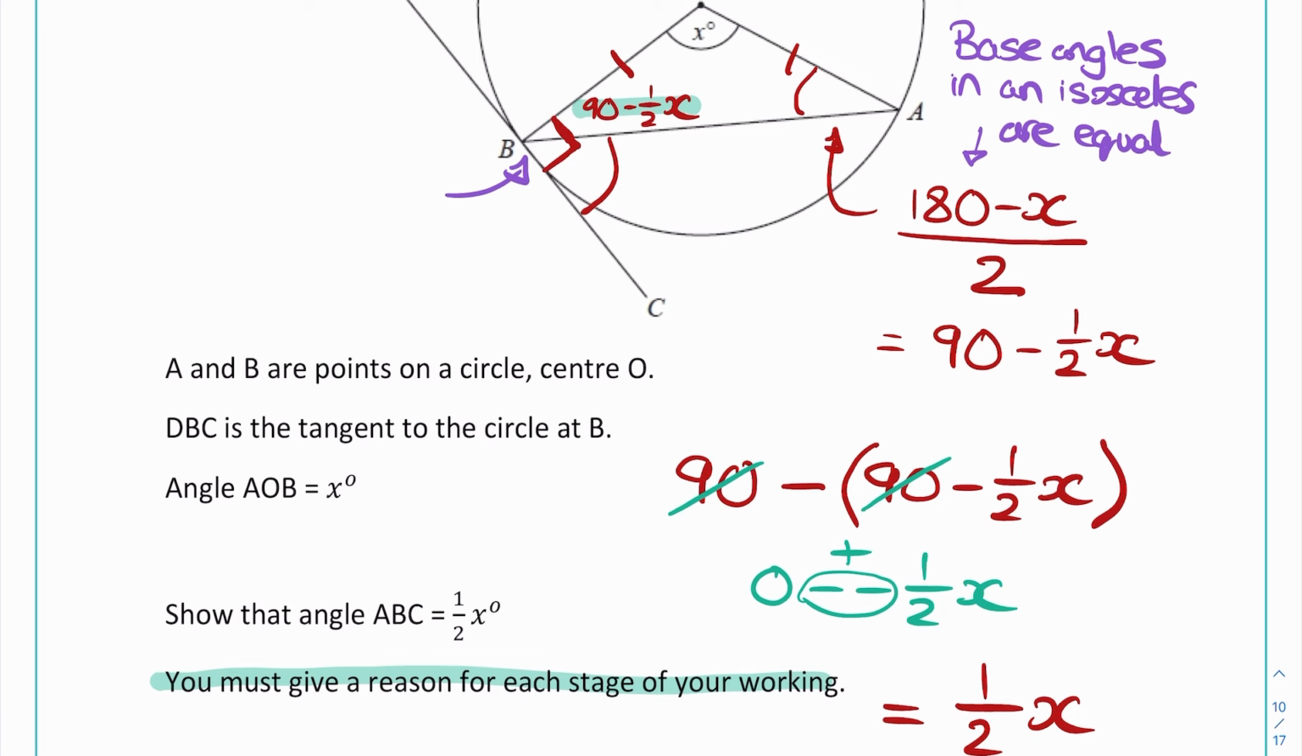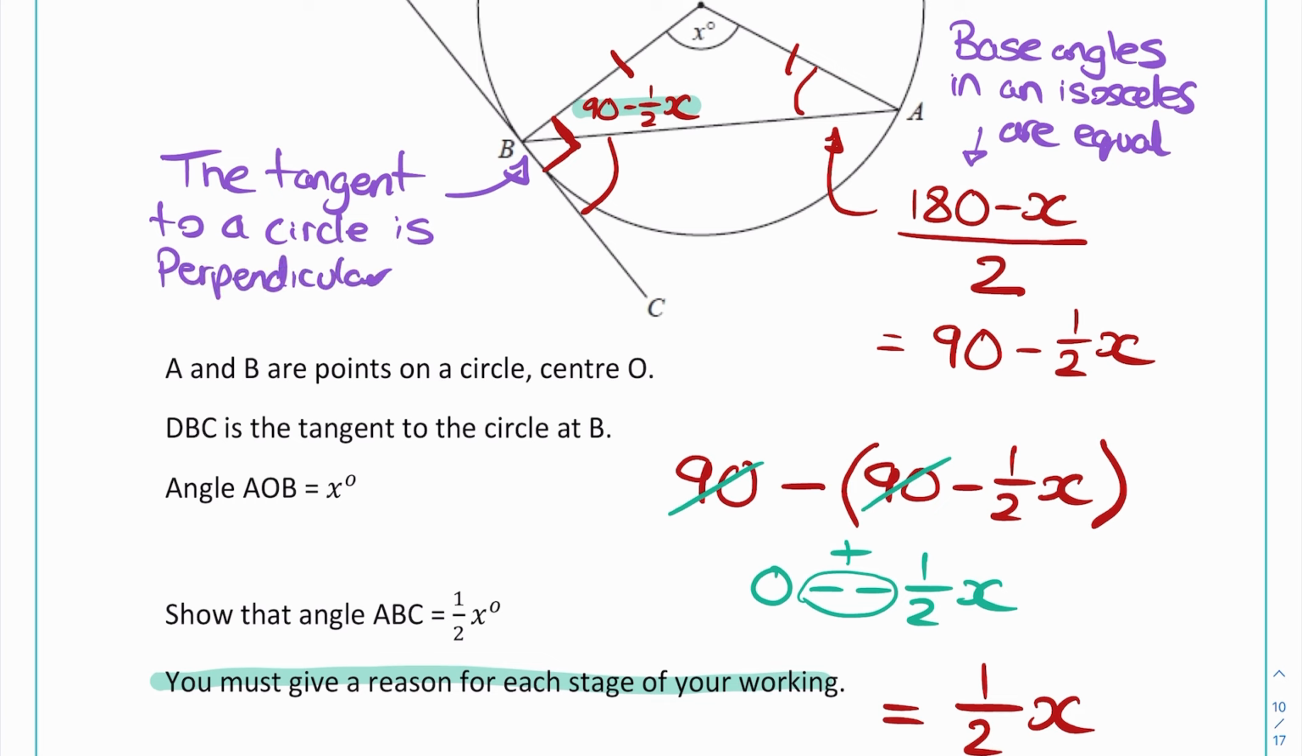We also had, if I just work from my diagram here, this 90-degree angle. That's because the tangent to a circle is perpendicular to the radius. So we'll write that in, the tangent to a circle forms a right angle with the radius. It doesn't really matter how you write this. I'll write is perpendicular to the radius.